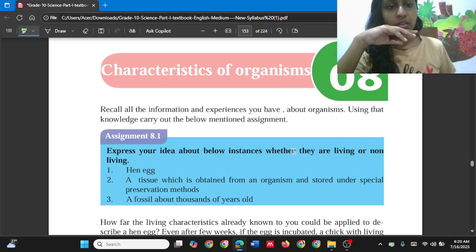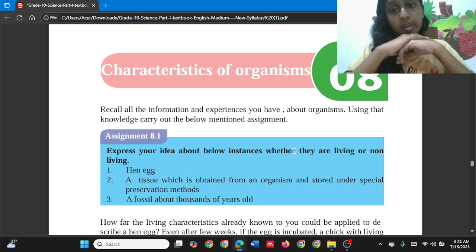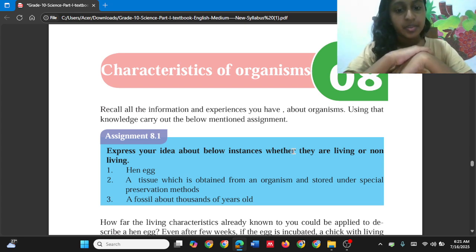Okay, we are going to lesson number 8, characteristics of organisms. Before going to this lesson, let us think about what characteristics we have learned. We already know what they are. What are the organisms we already know? Plants, animals, microorganisms. They are the main three types of organisms you already know. So we are going to learn the characteristics of organisms.